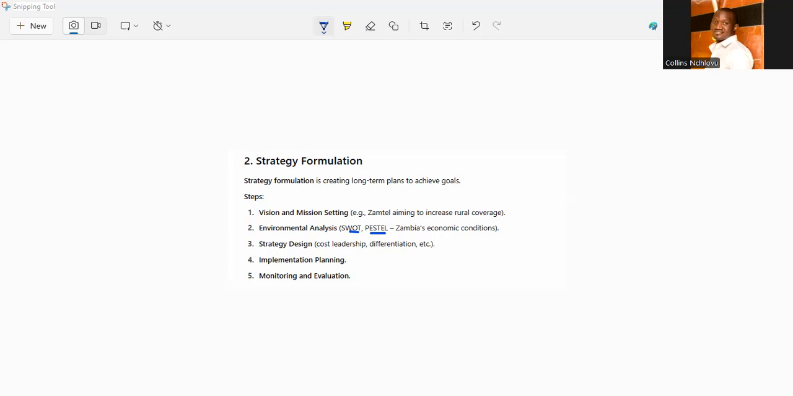Right. So the third step in the strategic process is strategy design. With the environmental insights that we have gathered, the organization will now design strategies that will align with their vision and mission. This will involve selecting a competitive positioning. So we have cost leadership and differentiation. Under cost leadership, institutions want to become the lowest cost producer in the industry. For instance, ShopRite may want to offer the most affordable retail products to tap a wider customer base.